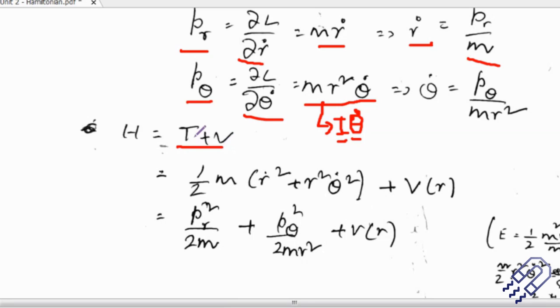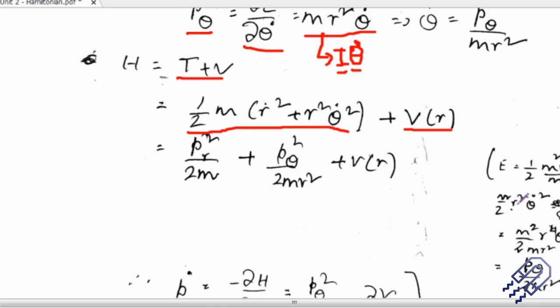Put the equation in, you will get T plus V, and you can say that this is a conservative system. But anyway, it's a central force field, so we already know it's a conservative system. And if I don't ask you separately to show that it is a conservative system, you really don't need to do this. You can straight away write down T plus V: half m r dot square plus r square theta dot square, plus V of r. And this is simple now. We're just replacing it with p r and p theta, right? So there are two ways of doing it.